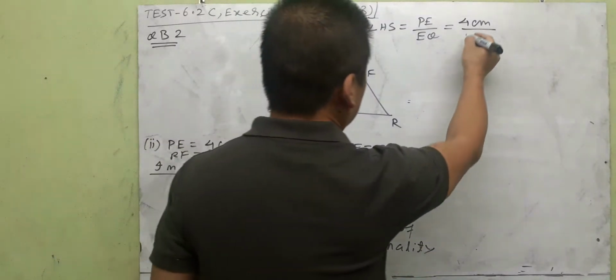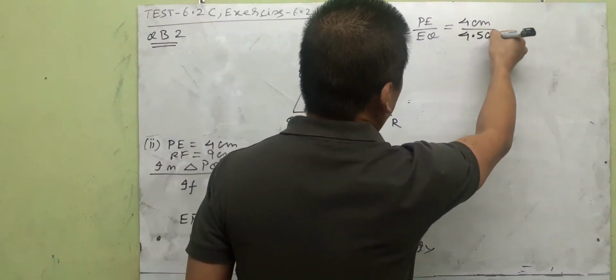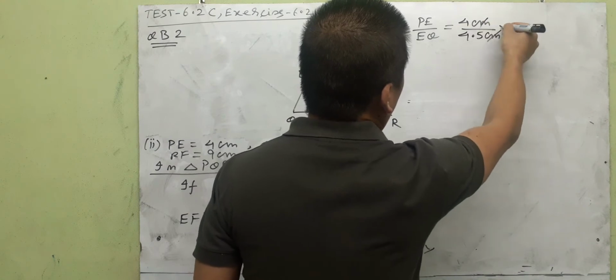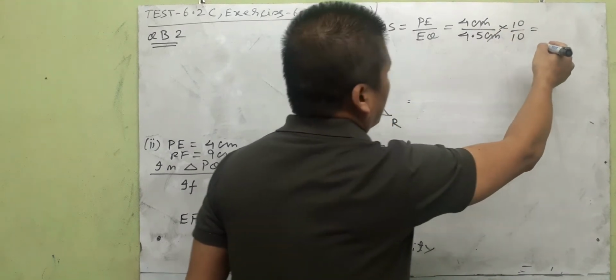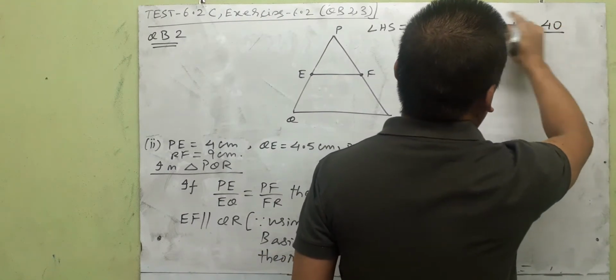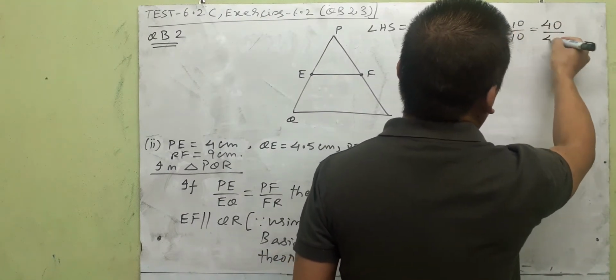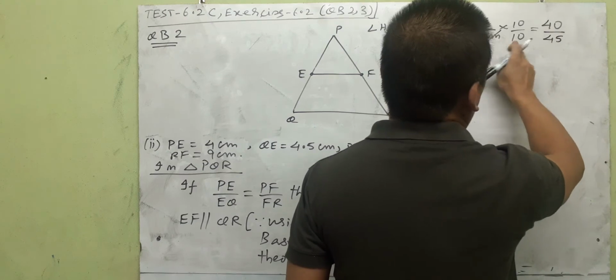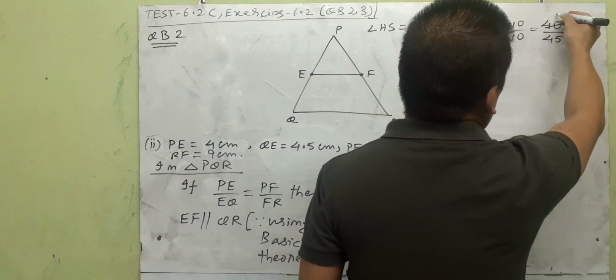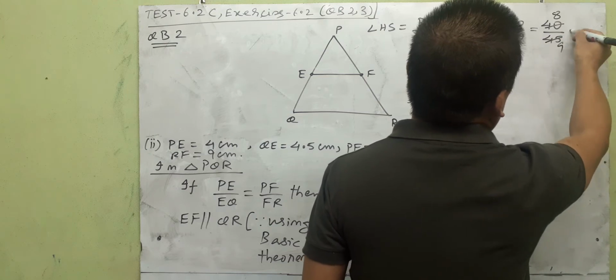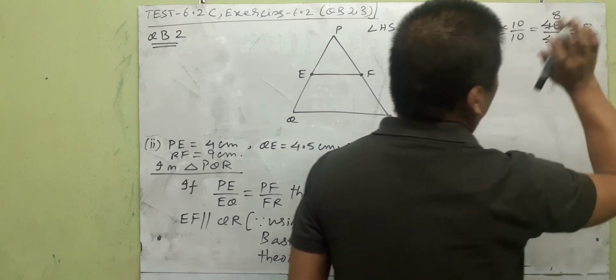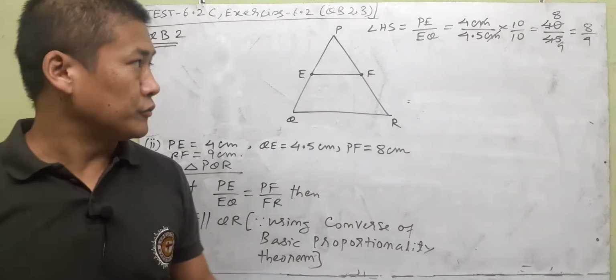So QE is 4.5 centimeter. So we can cancel out the unit. Multiply by 10 to remove this decimal, because we want it to be in the form of no decimal. 4 tens are 40 and the decimal is removed because of this 0. Then 5 eights are 40, 5 nines are 45. So 8 by 9. After that we cannot reduce further.